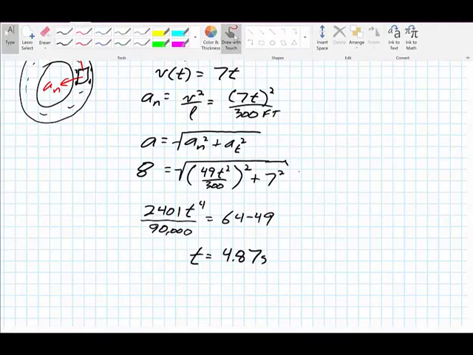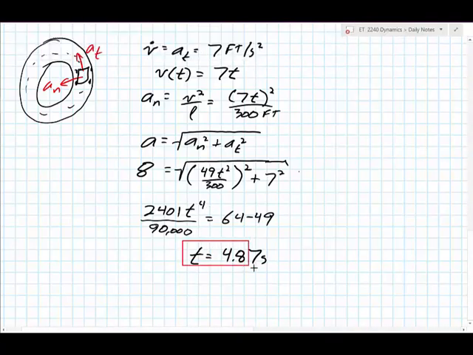So that's similar to how a number of these problems are going to work. You're always looking at the normal and tangential direction, keeping in mind your speed and how acceleration has 2 components to it.